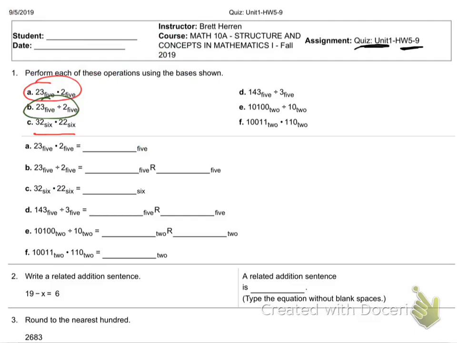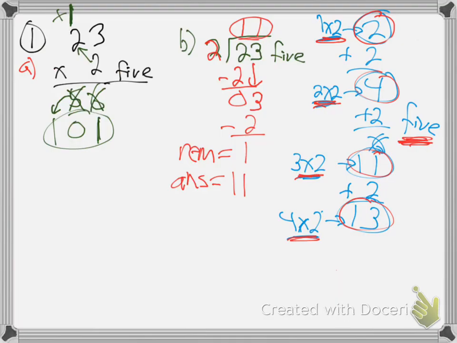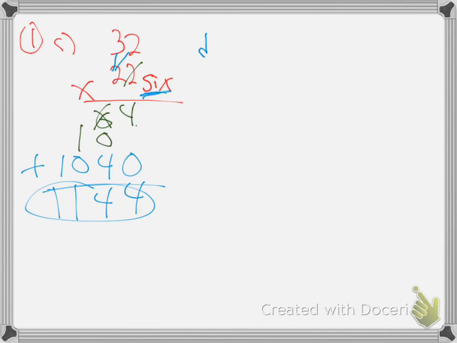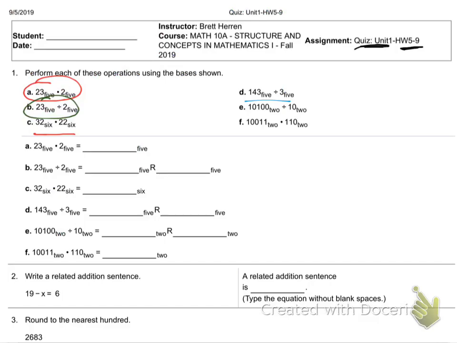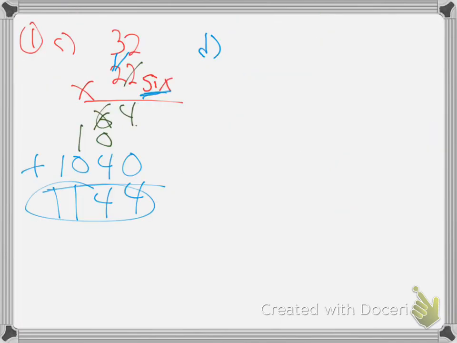Let's do D here. We're dividing 143 base 5 divided by 3. So 143 divided by 3. And this is all base 5.